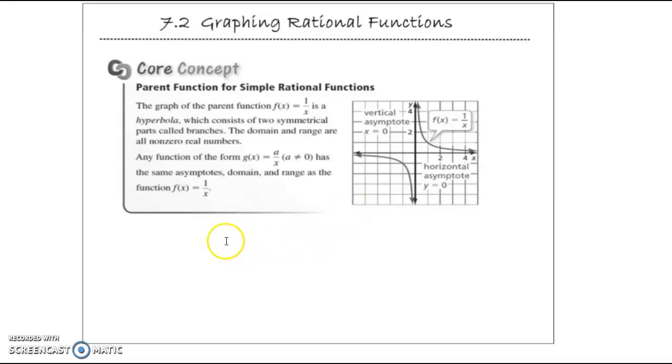So the domain and the range are all non-zero real numbers. Typically, we are going to write it as all real numbers, and then x is not equal to 0. That would be your domain, and all real numbers, and y is not equal to 0 would be your range. So any function of the same form with a number on top and an x on the bottom is going to have the same asymptotes, domain, and range as the function 1 over x. That is, if it has a vertical stretch or a vertical shrink, but we're going to learn about transformations later on. So notice that they have asymptotes here. At y equals 0 is the horizontal asymptote, and x equals 0 is the vertical asymptote.